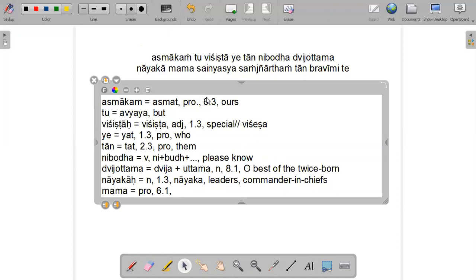The original word is asmat. Because from asmat, 1.1 becomes aham. And the rest of the forms: 2.1 is mam, 3.1 is maya, then 4.1 mahiyam, 5.1 is mat, 6.1 is mama, and 7.1 is mayi. Mayi teshu chapyaham, all those. Basically, we just have to thoroughly memorize these tables.